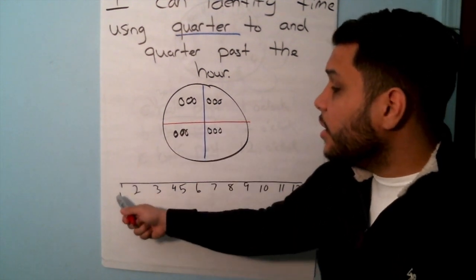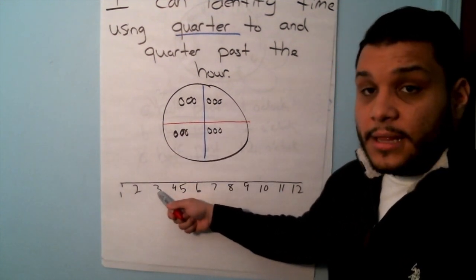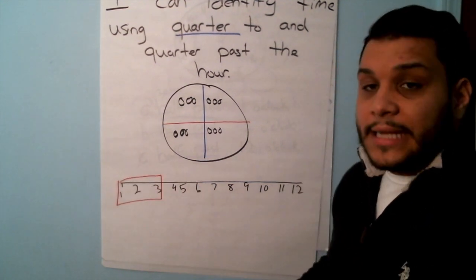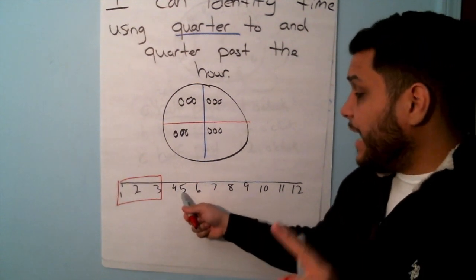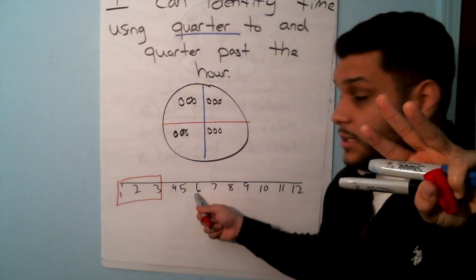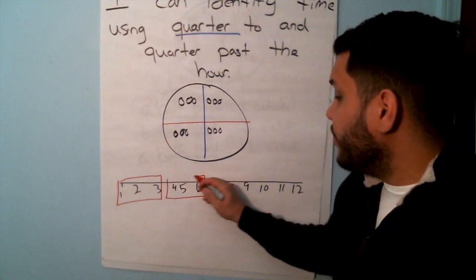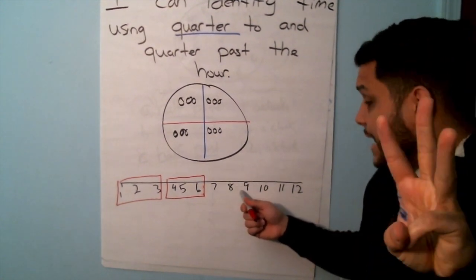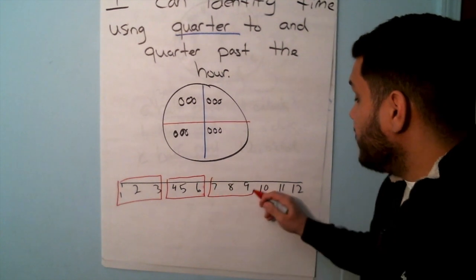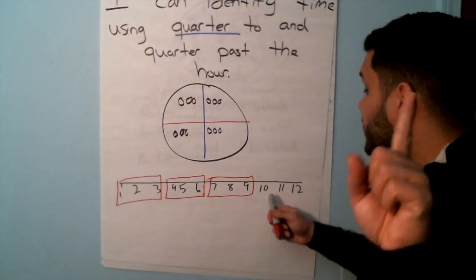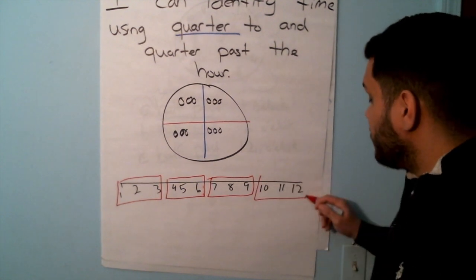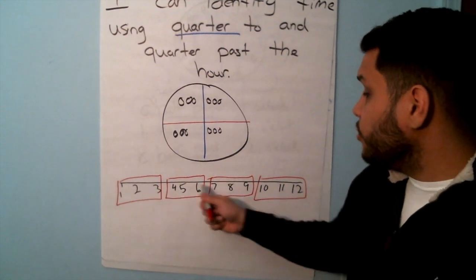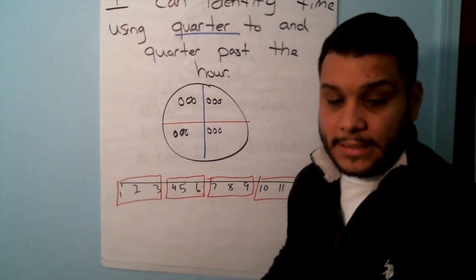I'm going to come down here. 1, 2, 3. This will be my first quarter. Let's count some more. 4, 5, 6. Another 3 numbers. This will be my second quarter. Let's see if we're right. We should have another 3 numbers. 7, 8, 9. This will be another quarter. And my last numbers are 10, 11, 12. If I look closely, I have 1, 2, 3, 4 boxes. Awesome job.